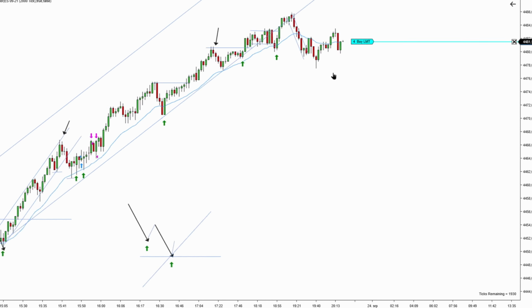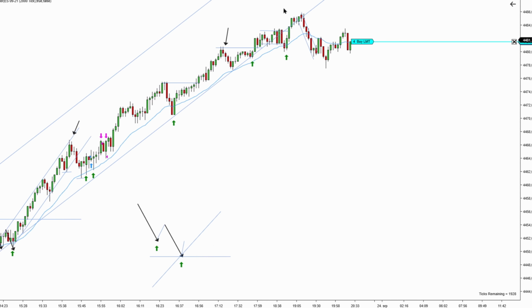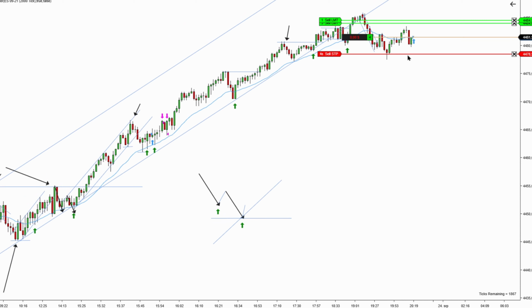And the reason why this entry is so powerful is because the downtrend already played out, okay? Downtrend played out with the break and a new low. Now we pushed above the EMA.